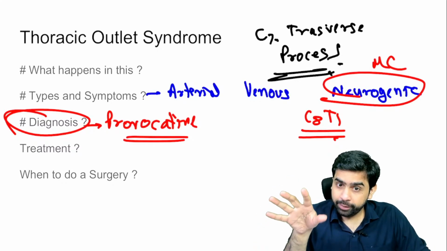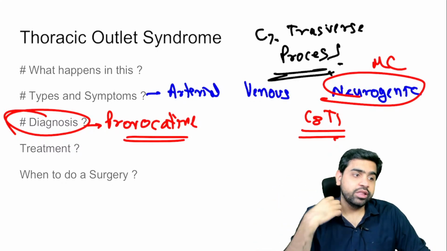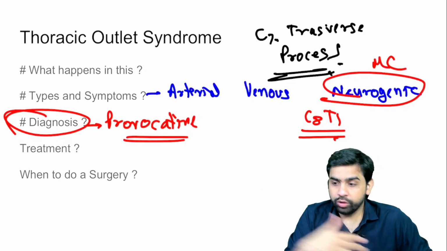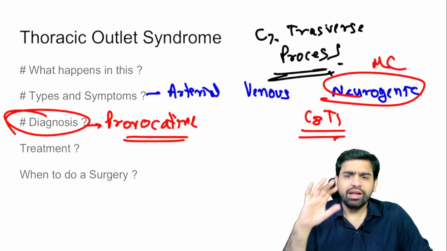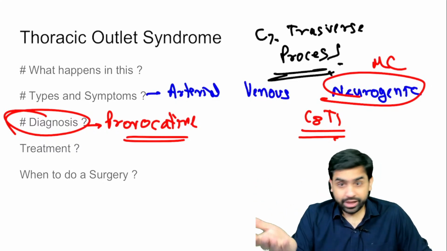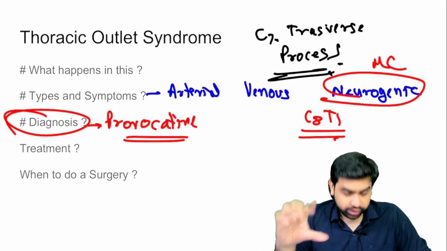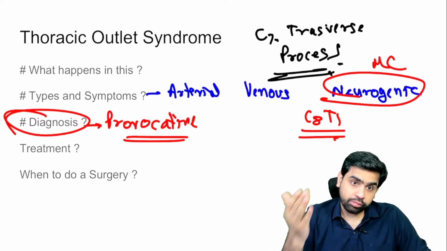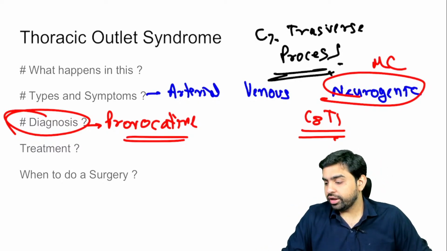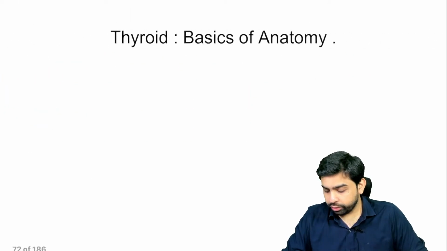Primarily it is based on physiotherapy, and if there is some kind of anatomical abnormality, then you can correct that. You can remove the ribs or something like that. But predominantly, as I told you, the major reason for this is the weakness of the scalenus muscle, and that is why physiotherapy is the primary treatment for thoracic outlet syndrome. Okay, I hope you have understood these points about thoracic outlet syndrome.